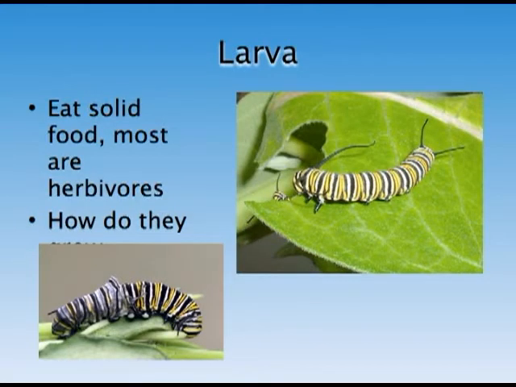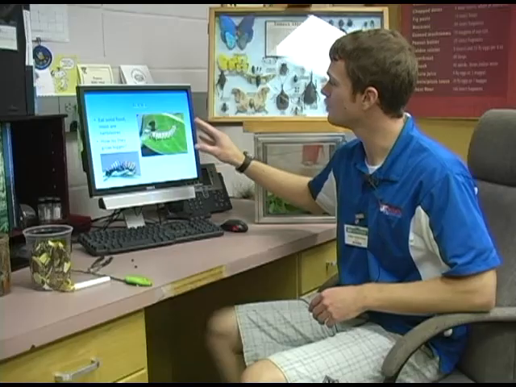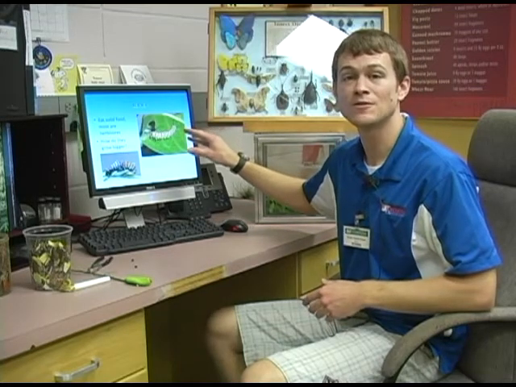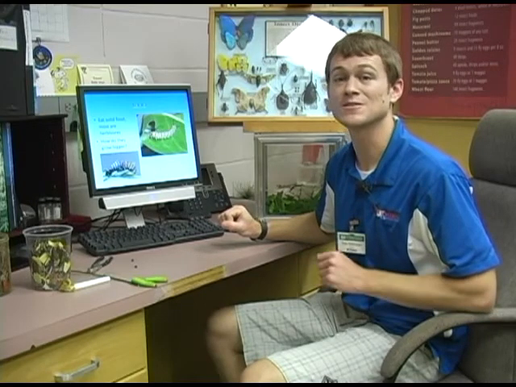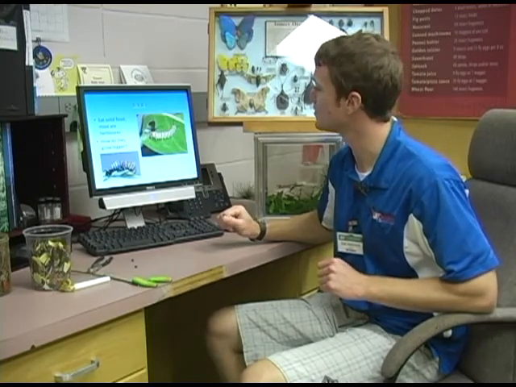So the egg hatches. A lot of times the larva will eat its eggshell for that extra protein before it starts feeding on the leaves. And so we've talked about the mandibles. The larvae use those mandibles to eat solid foods. Most larvae are herbivores, but there are very few special cases where some species of larvae will eat other things, so they'll be carnivores, and those are pretty unusual.